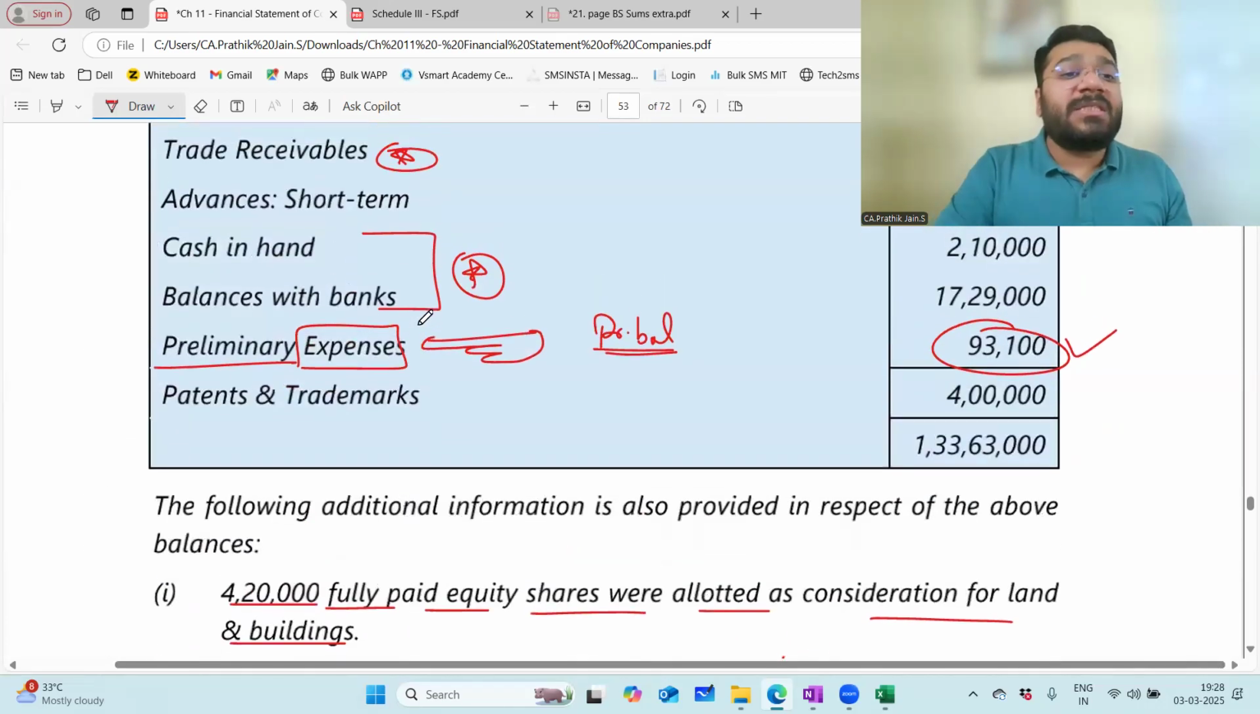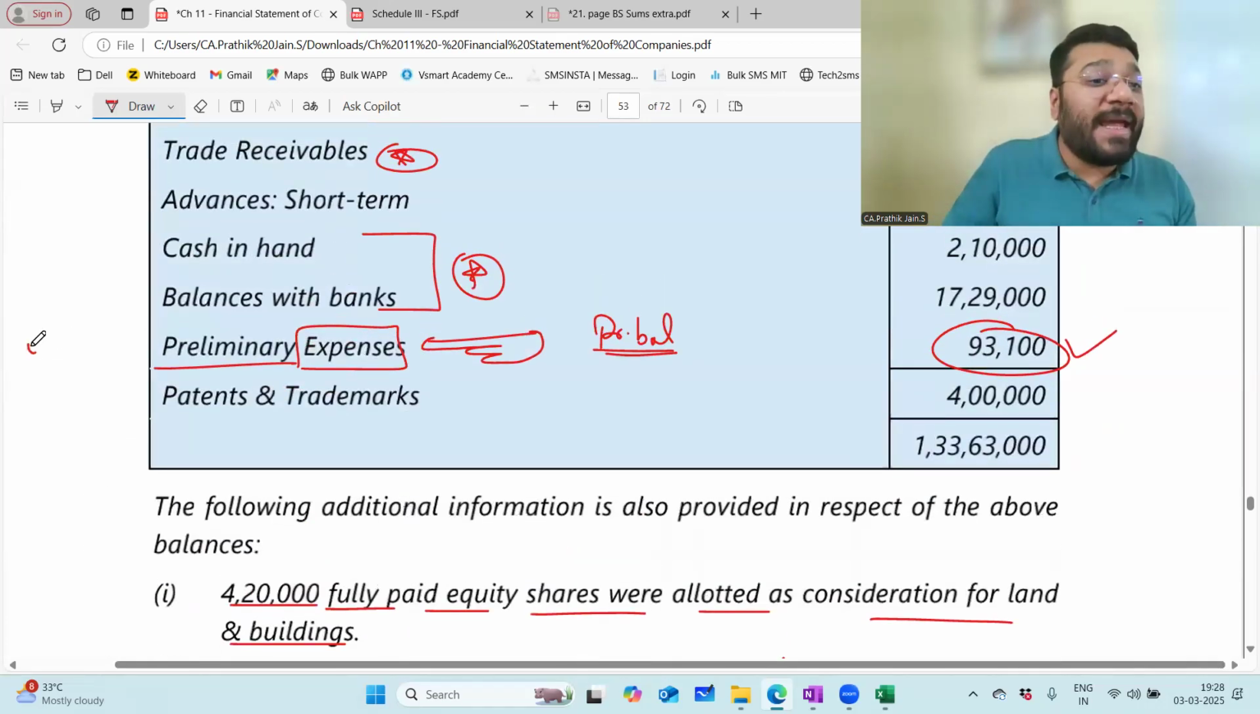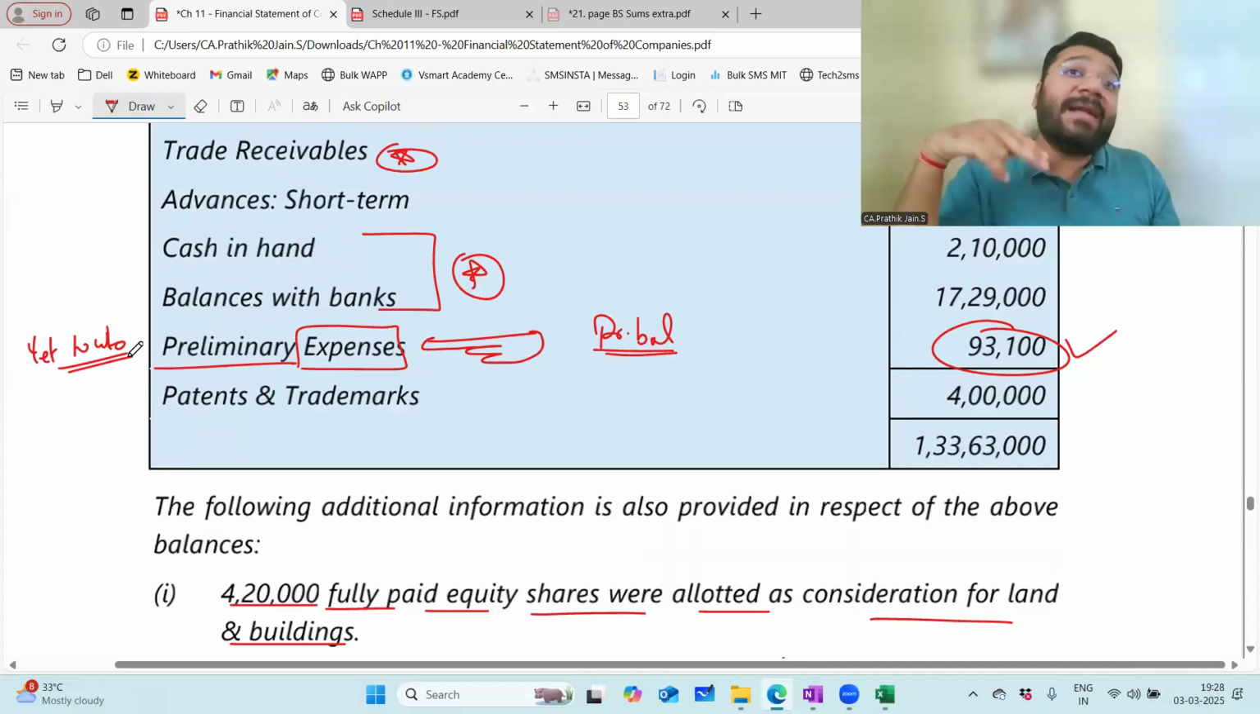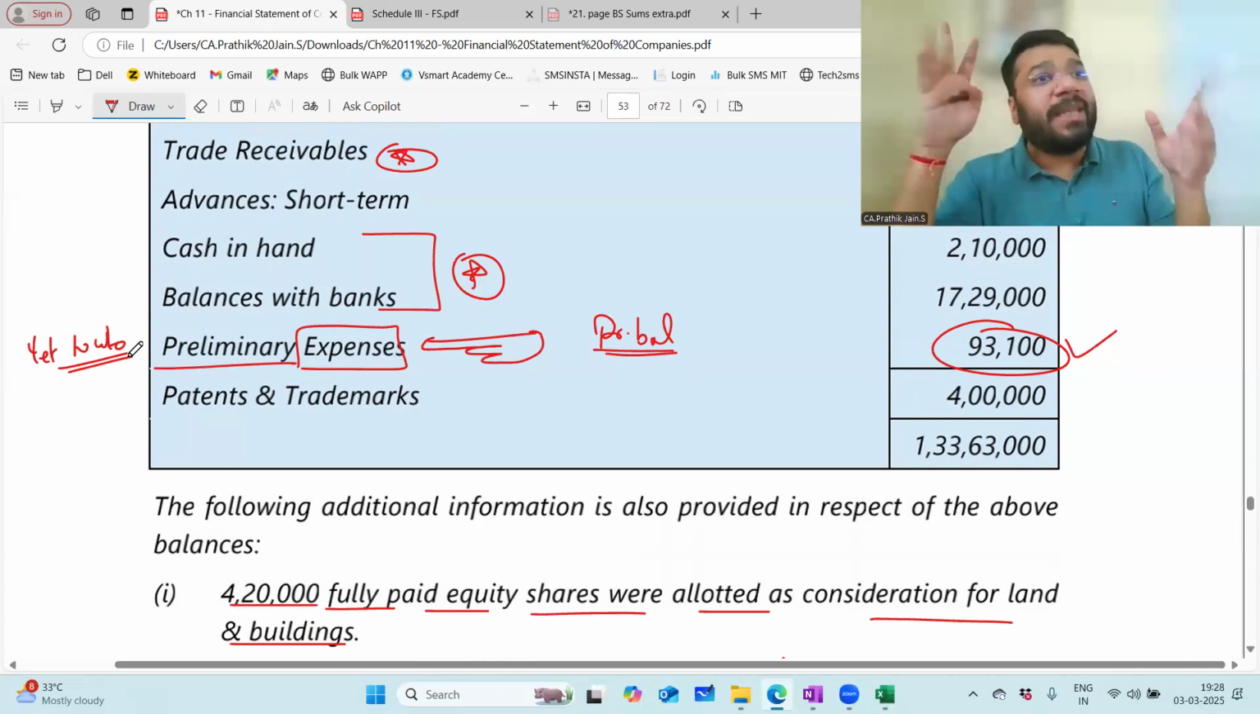So can I say this preliminary expenses is that expense which is yet to be written off? When will it be written off? In future over a period of time. The current year preliminary expenses, have they been written off proportionately? Yes.